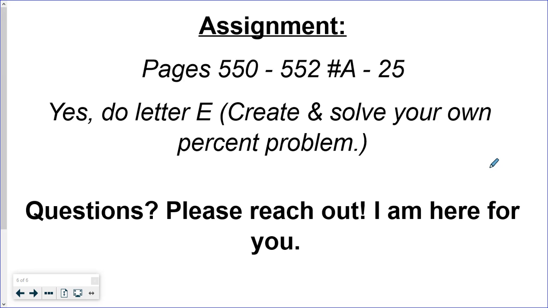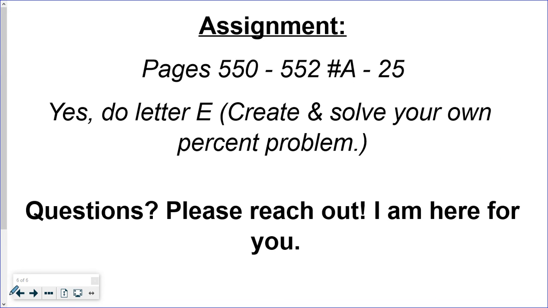So let's take a look at your assignment for today. Your assignment is going to be to do pages 550 through 552, and we're looking at letters A through 25. I did want to make special attention to take a look at problem letter E. Yes, I do want you to do that. If you look at the problem on page 550, it says, create and solve your own percentage problem using the method that is shown in this lesson.